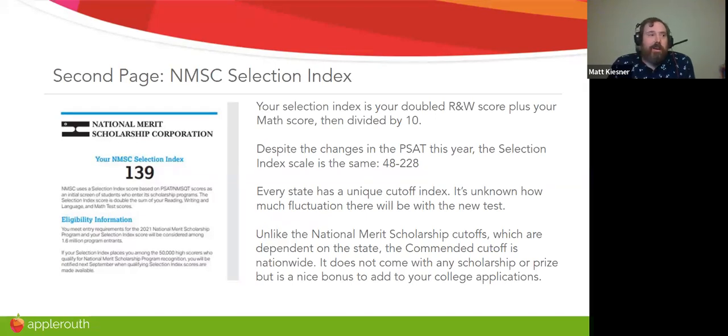You're not going to get National Merit confirmation until like September of next year. It really takes a long time. The other thing is that the commended scores are based on a nationwide ranking, so that can be good for students, especially in states that have really high cutoffs, like Massachusetts, New Jersey, California.